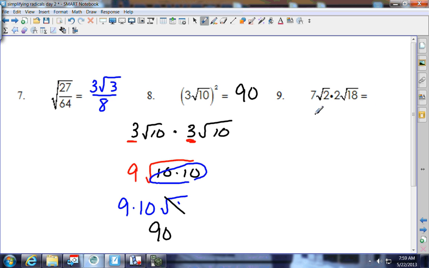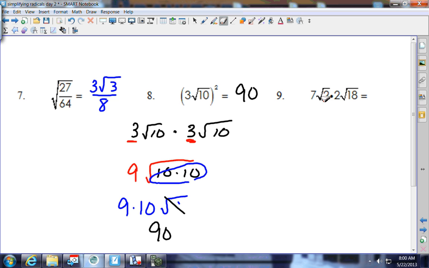Number 9. Let's see. I have the square root of 2 is as simple as it will go. So 7 and then square root of 2. That'll stay like that. Now, this one, 2 square root of 18. The 2 can go out there. Now I need to do the square root of 18. Okay, hold on. Let me go back a second.